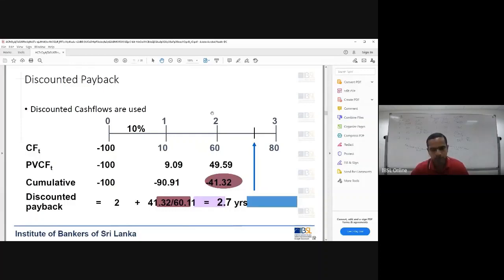Right. Now, one of the drawbacks of payback is it doesn't consider time value of money. So to address that issue, we do what is called discounted payback. That is where, instead of taking the cash flow in absolute terms, you take discounted cash flows. You discount each and every cash flow and then look at it. So let's try this example. Do the workings on your own. Don't look at the answer.